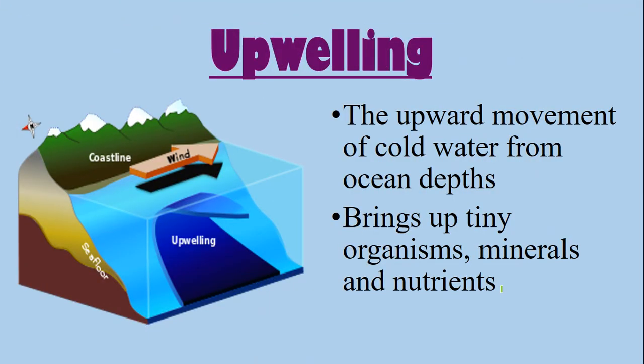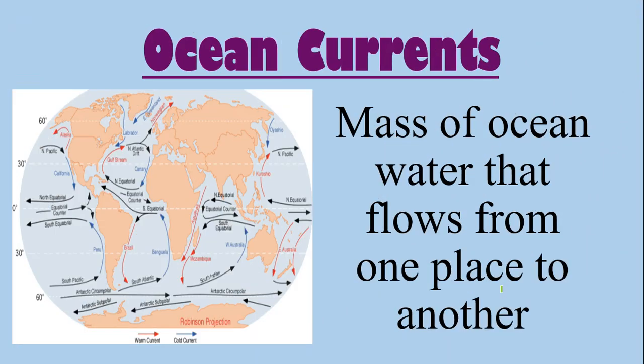We also have something called upwelling that happens in the ocean. This is the upward movement of cold water from ocean depths. It just comes up. And usually, when it does this, it brings up tiny organisms, it brings up some minerals, it brings up nutrients that fish will feed on, so it creates more fish in the area. But it's cold water coming up from the ocean depths.